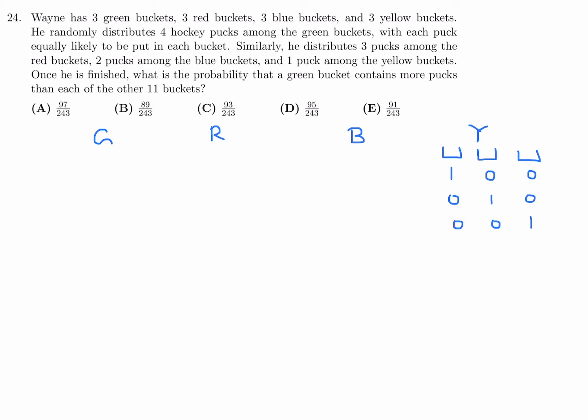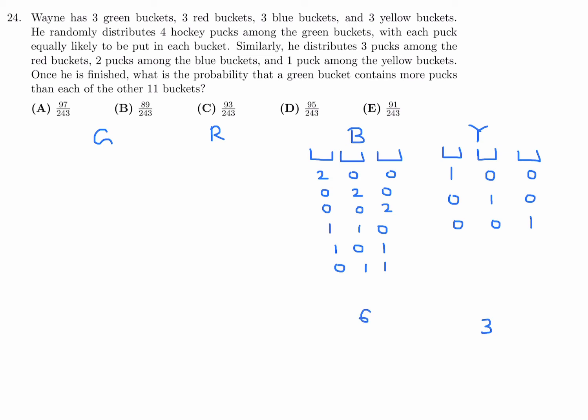So that's pretty straightforward. Now let's go to 2 pucks. Well, you can have 2, 0, 0, 0, 2, 0, 0, 0, 2. Or you can have 1, 1, 0, 1, 0, 1, or 0, 1, 1. And I think those are the only ways. So let's keep a tally here. Here there was 3 ways, and here there's 6 ways.